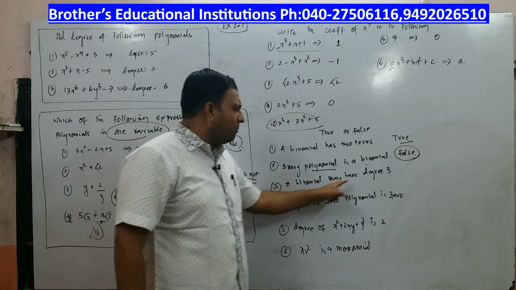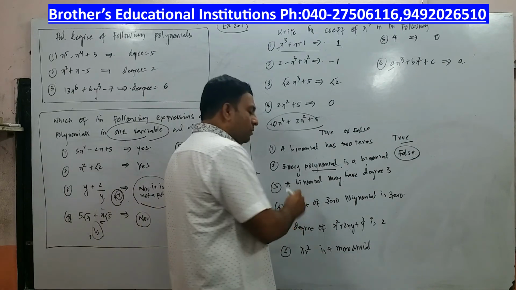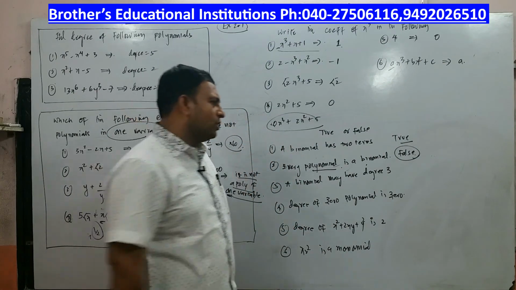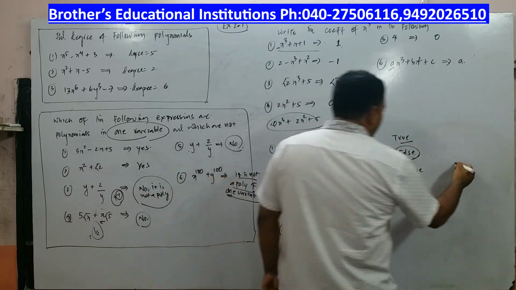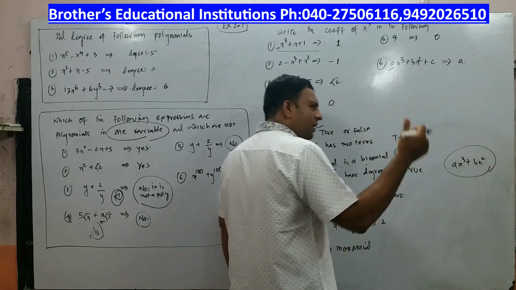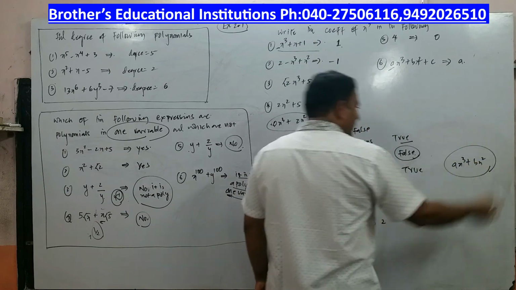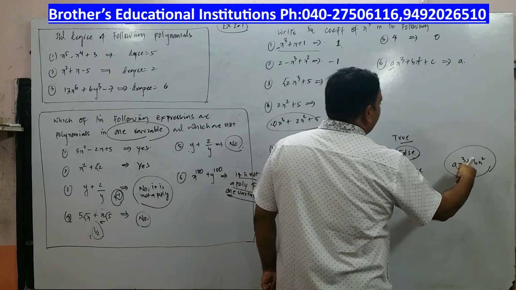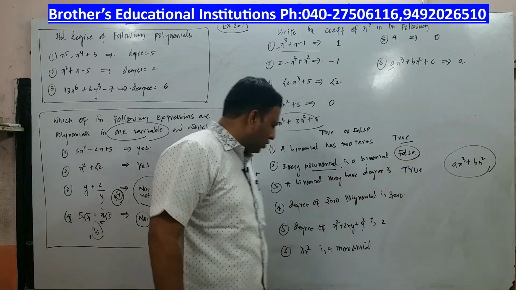A binomial may have degree 3. Yes, of course. Binomial means we are dealing with the number of terms. So the answer is true. If I ask you for an example, I will give ax cube plus bx square. Is this a polynomial? Yes. Is it having degree 3? Yes. Is it having two terms? Yes. So it's a binomial having degree 3. So a binomial may have degree 3 is always true.